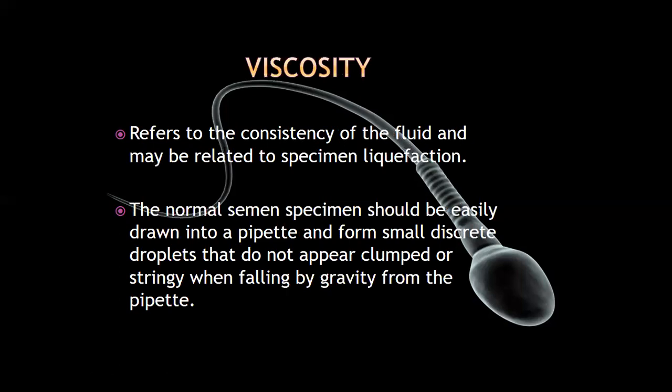Now, viscosity is assessed after you have assessed the other macroscopic parameters. The normal finding here is that the specimen must pour in droplets. This is how it would look. A more viscous specimen would mean there are inadequate enzymes produced by your prostate gland to cause liquefaction.